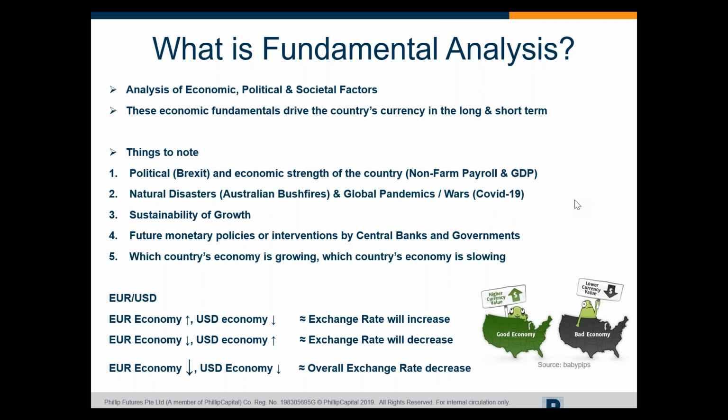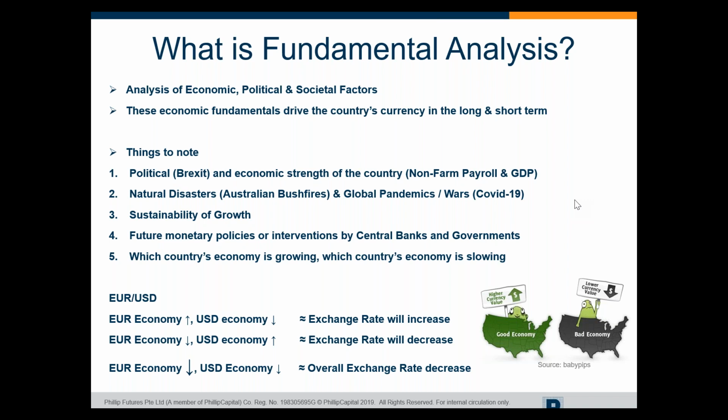Some of the natural disasters that will affect it, like last year we had the Australian bushfires that affected the Australian economy, as well as currently we have COVID-19, the global pandemic that's definitely affecting the world's currency, and we actually see many countries stepping up to adjust and try to cope with the virus. So the third thing to note is the sustainability of the growth.